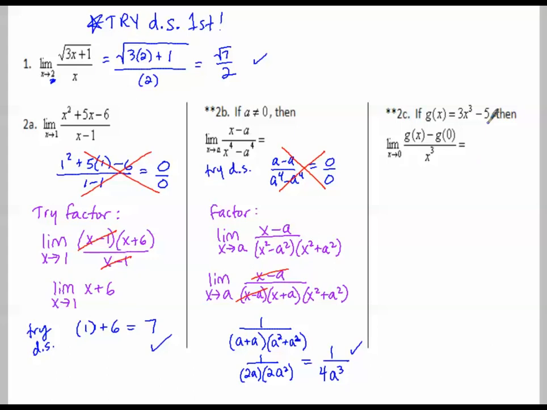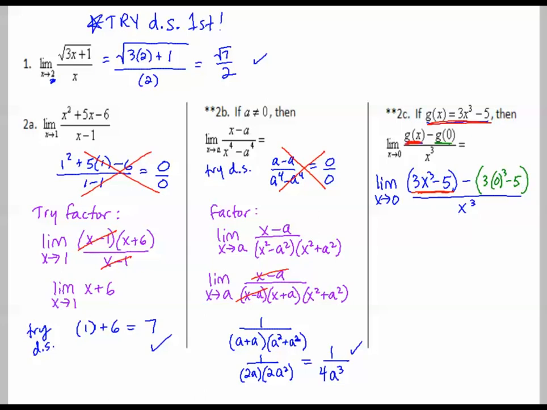G of x equals 3x cubed minus 5. Let's plug in what g of x is into here. So let's rewrite this. The limit as x approaches 0 of 3x cubed minus 5. That's g of x, minus g of 0 means plug 0 into g of x. So that's going to be, and I'll use a different color to help you, g of 0 is 3 times 0 cubed minus 5. And then that's going to be all over x cubed. Okay, so what you can see here is I took g of x, I put it in here, there's the g of x. This one's the g of 0.